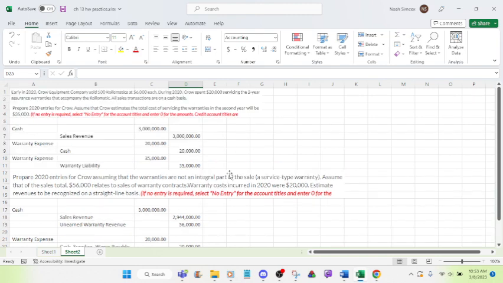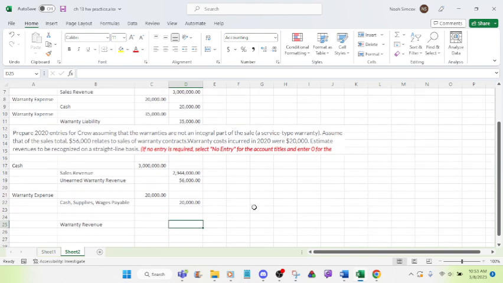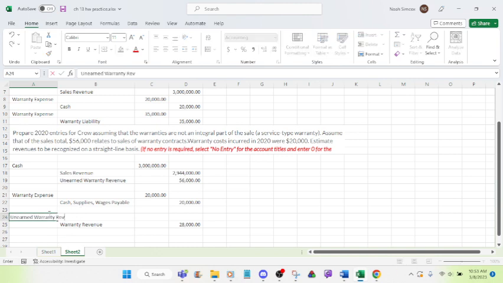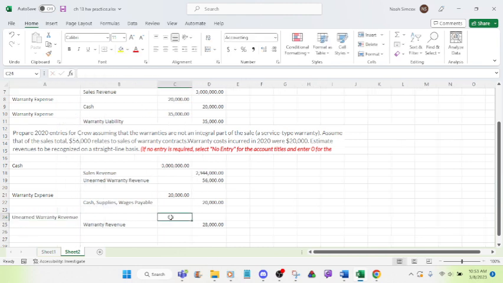So, 2-year warranty is going to be 56,000 for 2 years. So it's going to be 56 divided by 2 because it's for 1 year. And undo the unearned warranty revenue. And that has to be it.